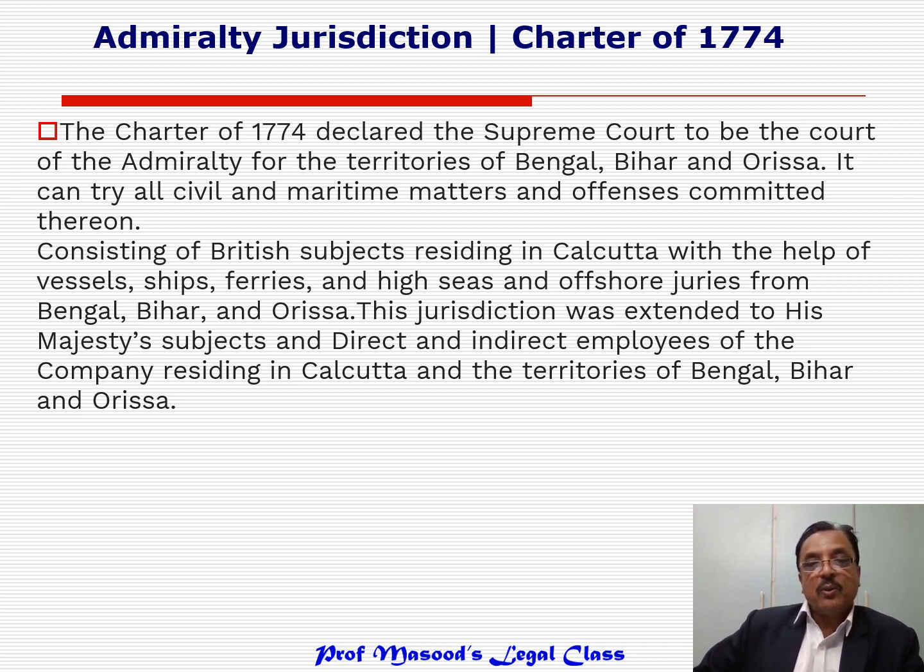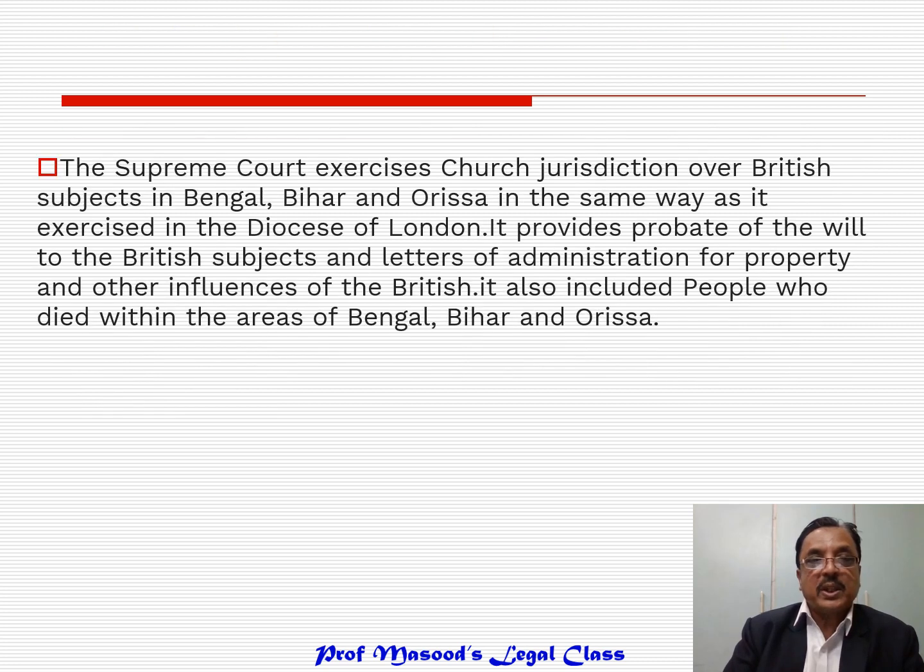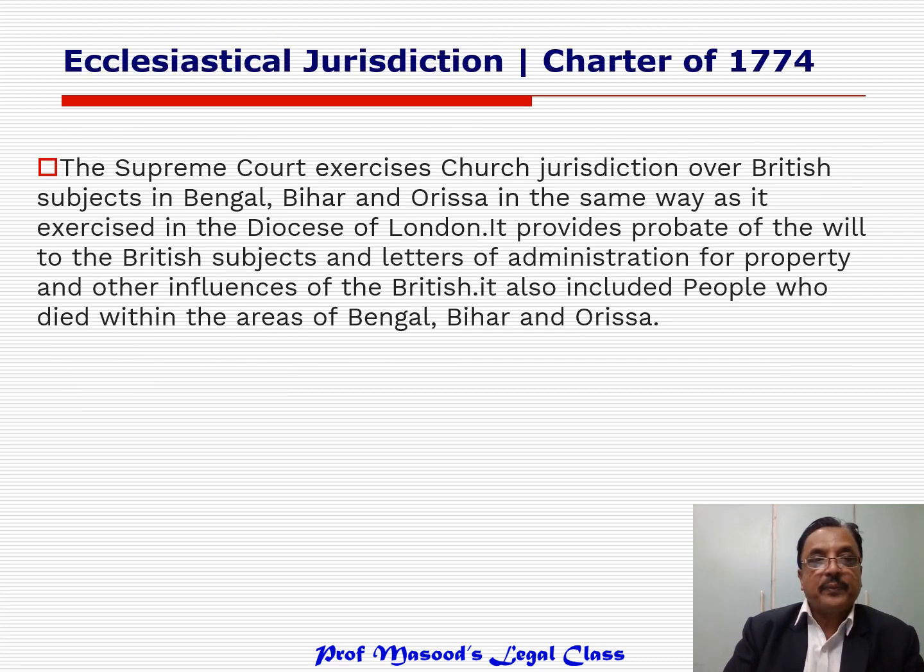This jurisdiction was extended to His Majesty's subjects and direct and indirect employees of the company residing in Calcutta and the territories of Bengal, Bihar, and Orissa. So this is the background of Admiralty jurisdiction under the Charter of 1774, concerning British subjects residing in Calcutta with the help of vessels, ships, and ferries, and high seas, with juries from Bengal, Bihar, and Orissa. So this is the jurisdiction.